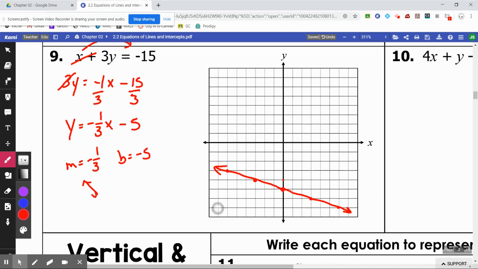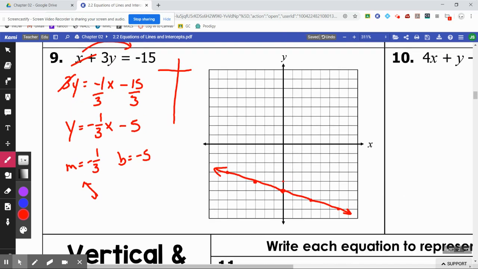Now you can always, from the get-go, still do your table of values. You could plug some x's in, find the y values that go along with them. That's another way of graphing these, but this is much easier.